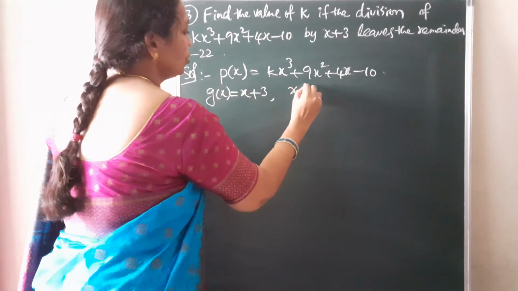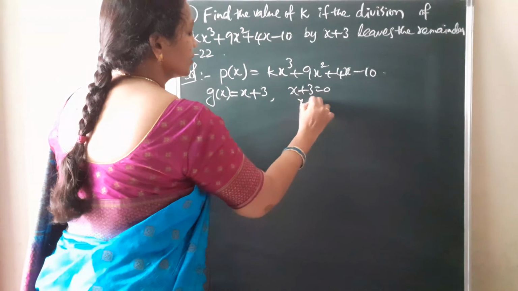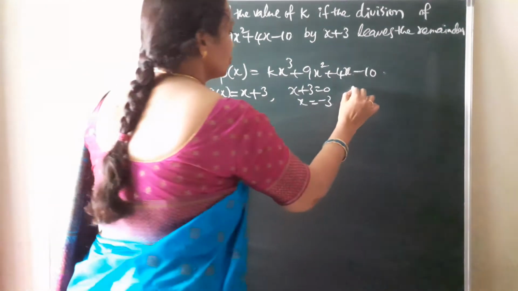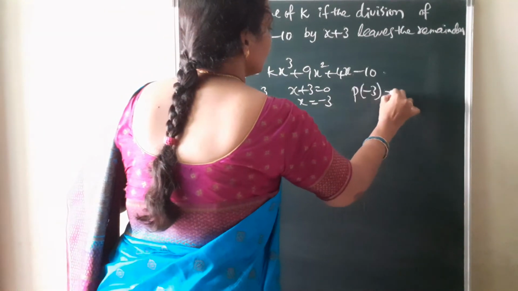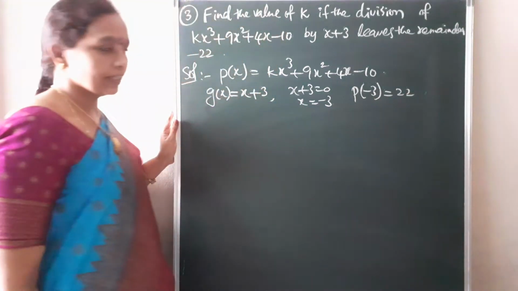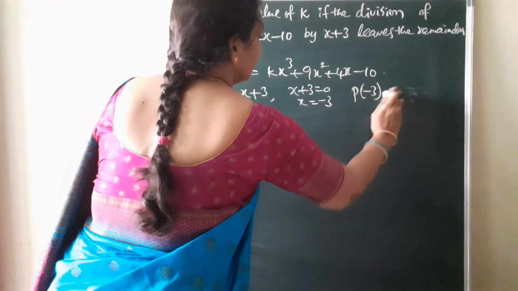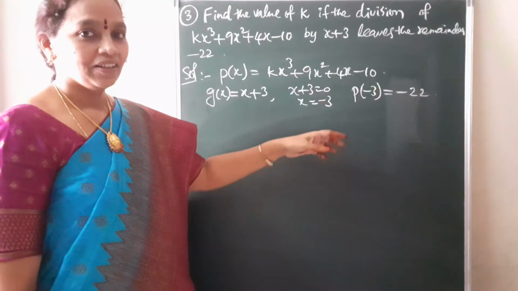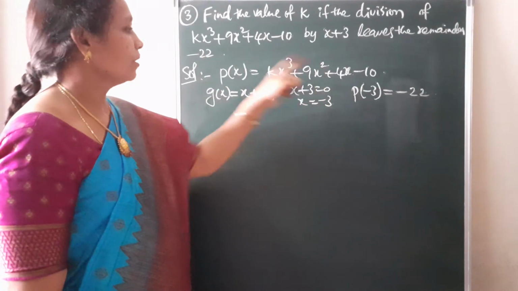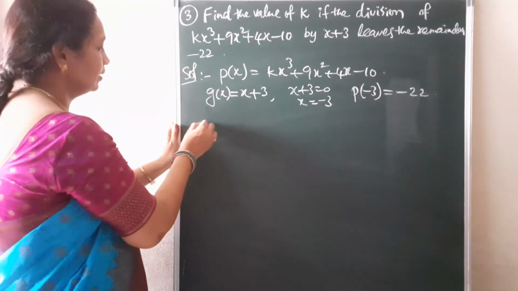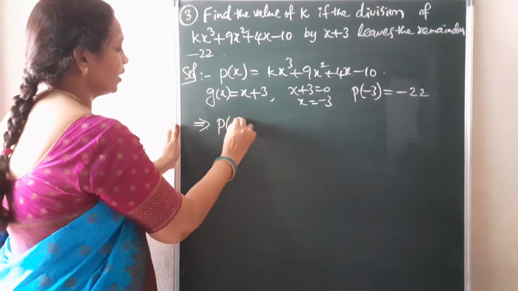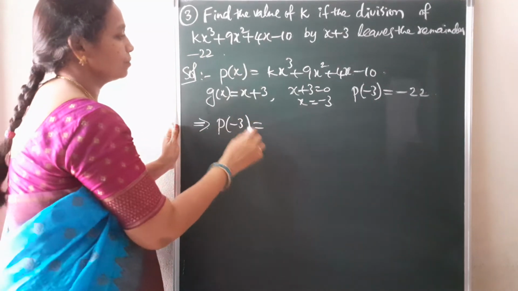So the zero of the polynomial x plus 3 is equal to 0, so x is equal to minus 3. So p of minus 3 is equal to minus 22 according to the remainder theorem. P of minus 3 is equal to minus 22. So you have to substitute minus 3 in place of x. Minus 3 should be replaced.